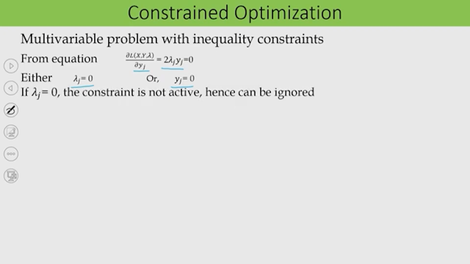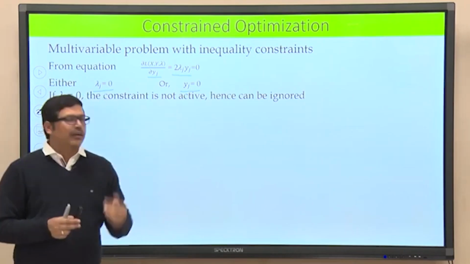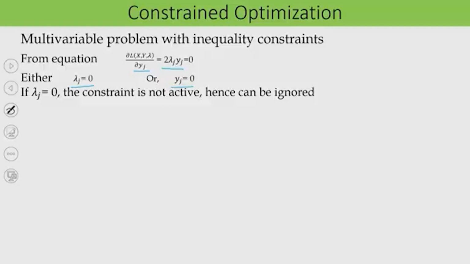If lambda j is 0, the constraint is not active, hence it can be ignored. If lambda j is 0, that means y has some value. If y is not 0, then the constraint is not an active constraint. The solution is not on that particular constraint. Therefore, we can ignore those constraints.